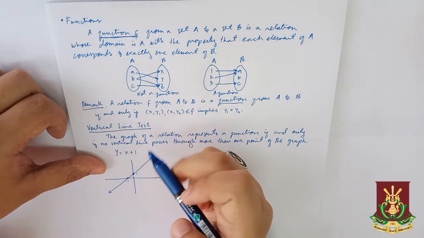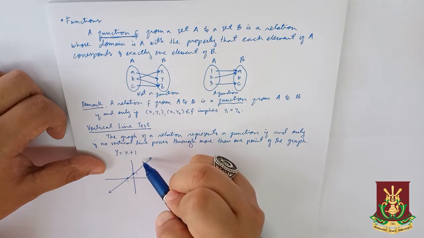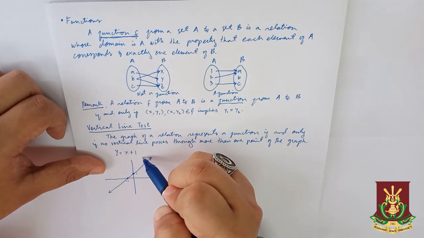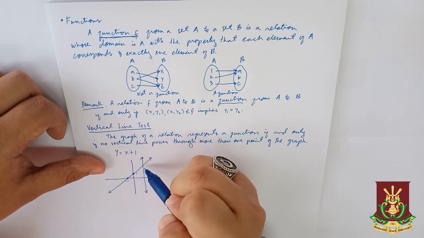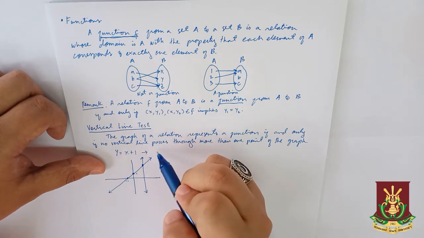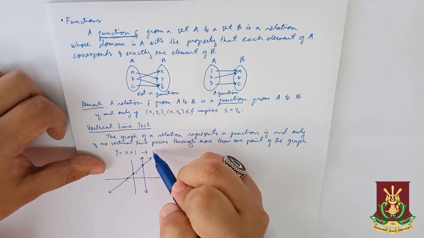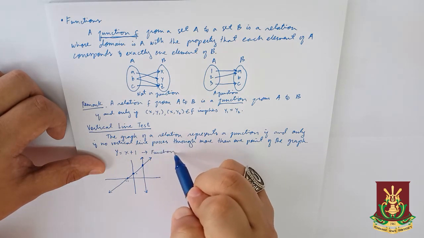Now, as you can see, no matter where in the Cartesian plane we draw a vertical line, it will pass through the graph only once. Thus, by the vertical line test, y equals x plus 1 is a function.